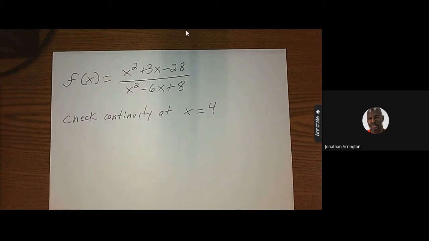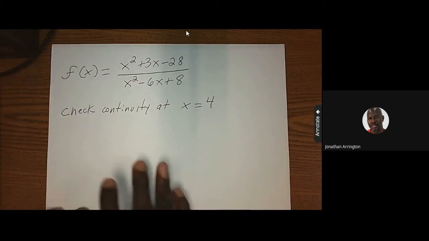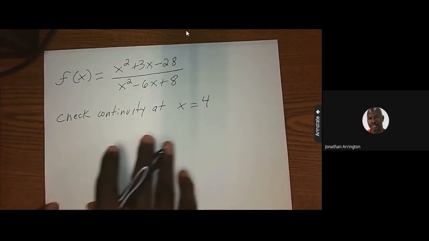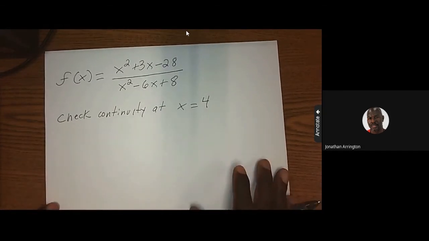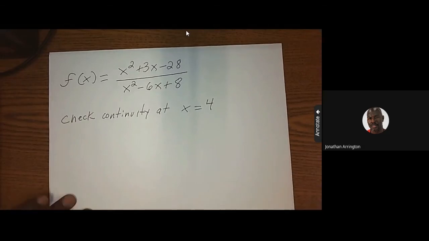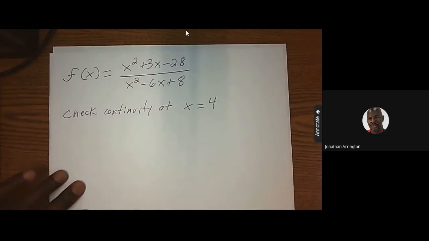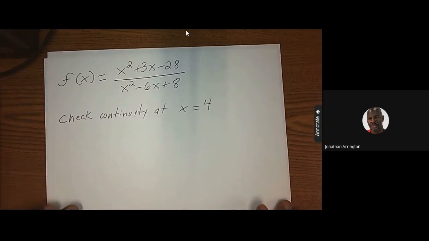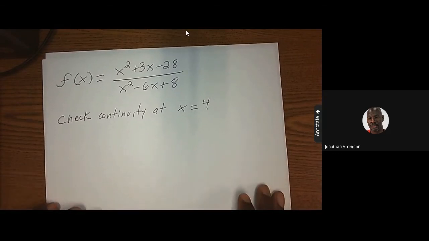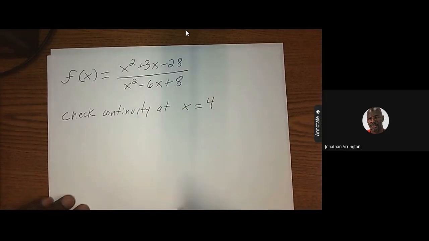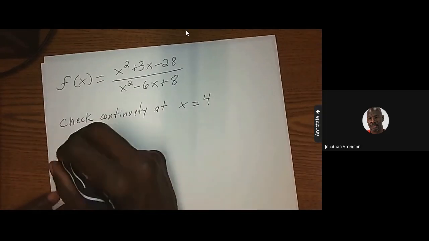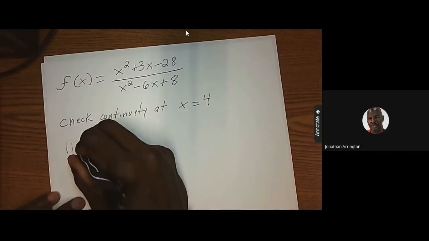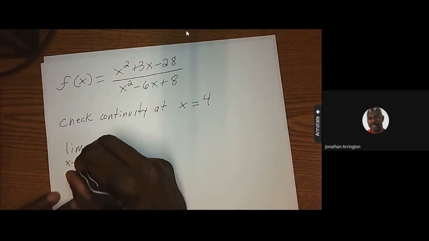Quite honestly, if this problem was really just asking me to check continuity at 4, I wouldn't go through that process. I would just plug in 4 for x and see what I got. But I want to address the question in the way it was posed for that particular problem. So the first thing they did is they found the limit of f of x as x goes to 4. And so they took the limit of this guy as x went to 4.